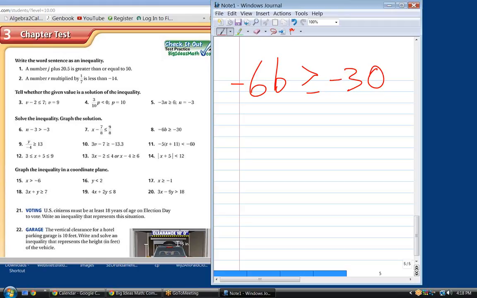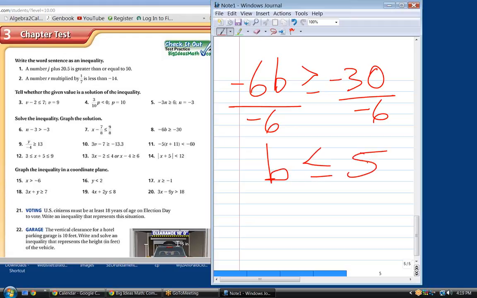You would divide by -6. And whenever you divide by a negative number, what do you have to do to the inequality sign? You have to flip it. Right. So this becomes b is less than or equal to 5.